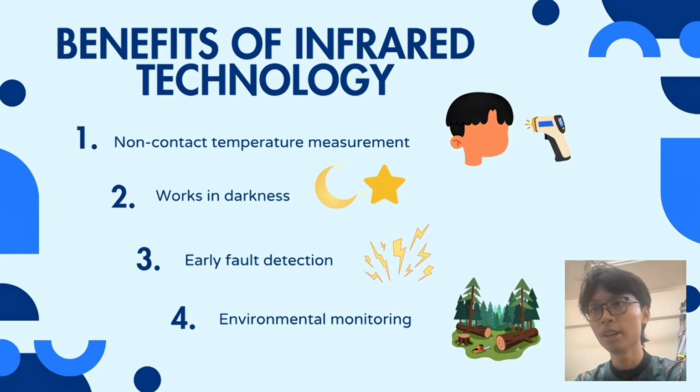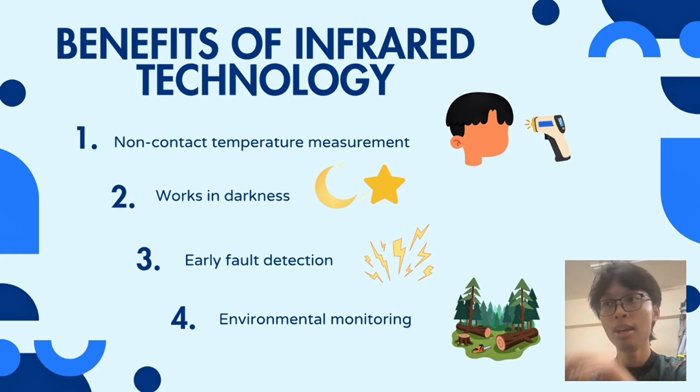Second, infrared systems can operate effectively in darkness because, of course, they detect heat rather than visible light. This is especially useful for night vision and security applications. Another benefit is early fault detection. Thermal imaging can identify overheating electrical components or machinery before serious damage occurs. This is actually very useful for industrial and electrical machinery. Finally, infrared technology is widely used for environmental monitoring, such as detecting forest fires, monitoring pollution, and observing weather conditions.